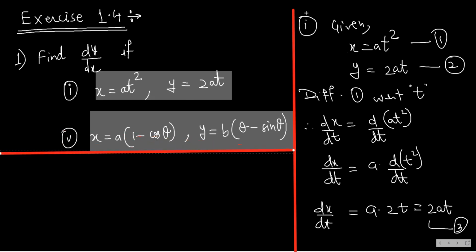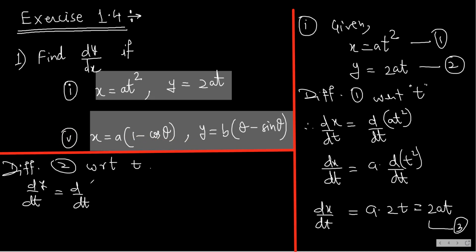So I write differentiating the second equation with respect to t. What do I get? d by dt of y equals d by dt of 2at. So I get dy by dt equals 2a, since a is a constant and the derivative of t with respect to t is 1. So I got dy by dt as 2a. This is equation number 4.